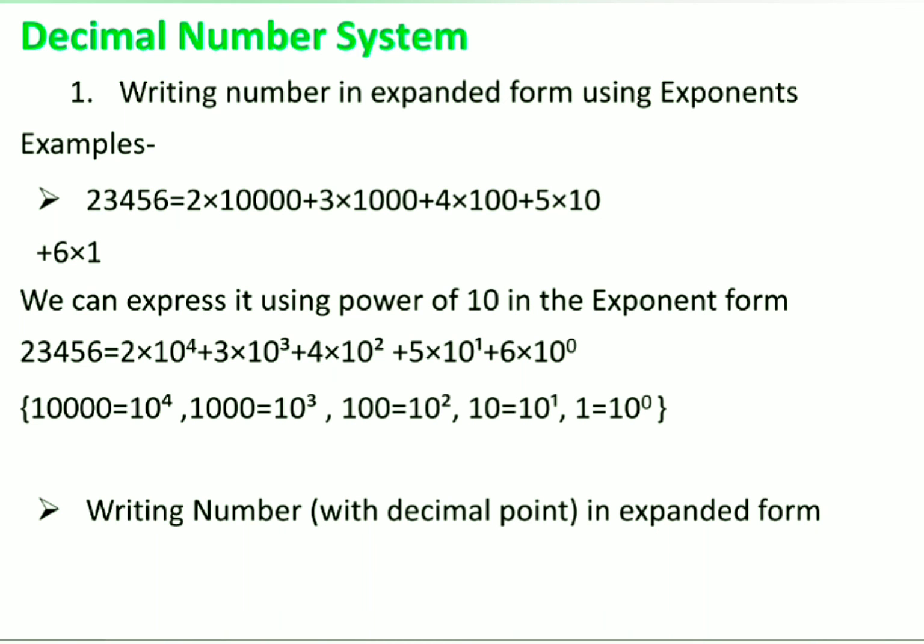Student, our next topic is decimal number system. First, we will write numbers in expanded form using exponent. You will see the example written on the screen. A number that is 23,456 is written on the screen. We will write it in the expanded form. You know that for writing the number in the expanded form, we multiply the digits by their place value and add them all.